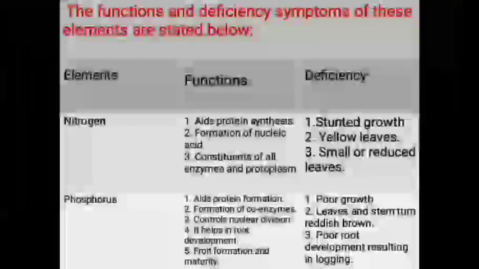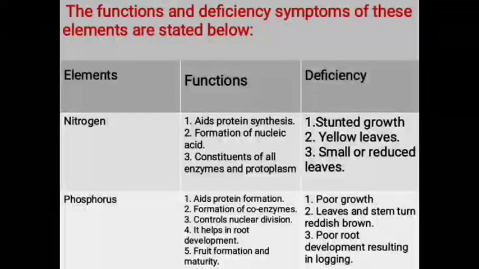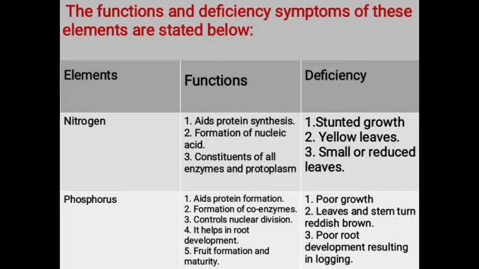Now, we have phosphorus. It aids protein formation and also formation of coenzymes. It controls nuclear division, and it also helps in root development and also fruit formation and maturity. Now, deficiency of phosphorus leads to poor growth. The leaves and the stem turn reddish brown. There is poor root development, resulting in lodging.